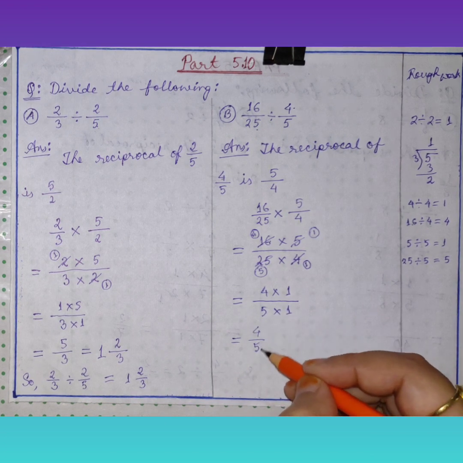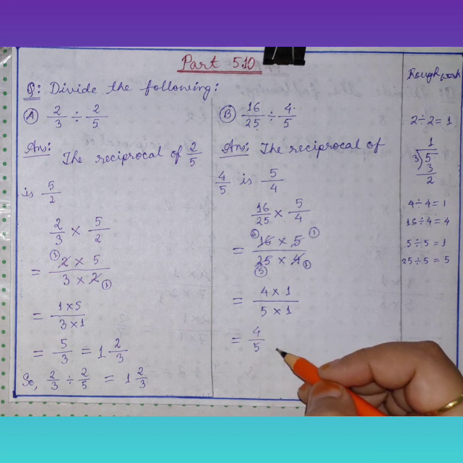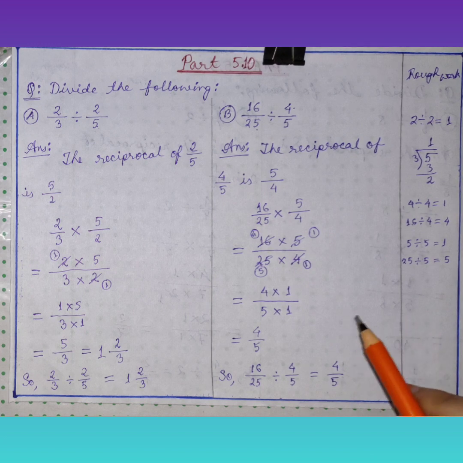Now 4 into 1 will be 4 only, and 5 into 1 will be 5 only. Now see, 4 is less than 5, right? So this is a proper fraction. No need to further convert it. So 16 upon 25 divided by 4 upon 5 is equal to 4 by 5. So today what have we learned? We have learned how to divide fractions by fractions.